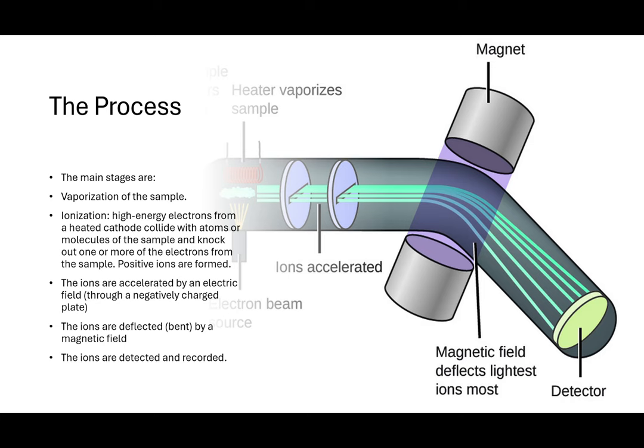The high energy electron beam from the cathode ray would collide with the atoms and molecules of the sample and knock out one or more electrons from the sample, so positive ions are formed. Lovely. Ions are accelerated by an electric field. So we're going to be applying an electric and a magnetic field to the samples, and the electromagnetic force itself will accelerate the particles in a specific direction.